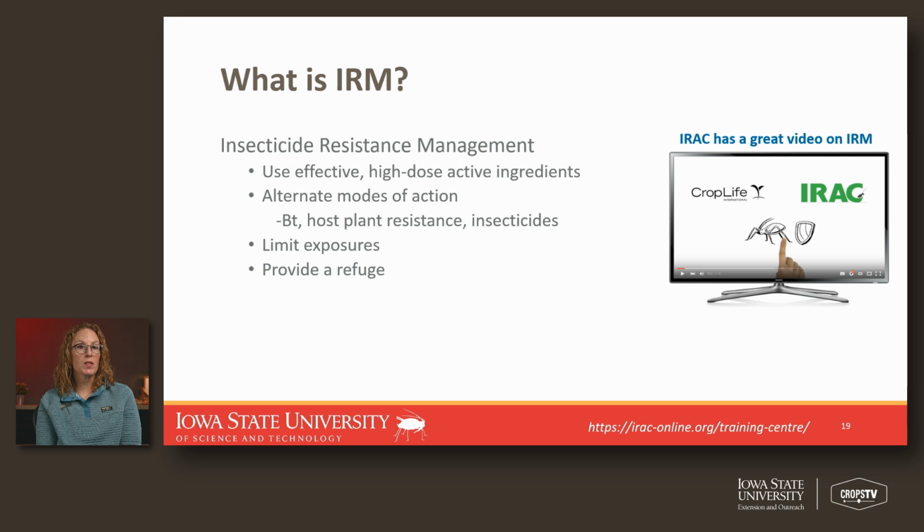For some crops, you might have alternate modes of action. Say for corn, you have different types of Bt proteins. In alfalfa, you have host plant resistance. And for most of the crops, you would have a variety of insecticide group numbers to choose from. So, my recommendation is to alternate with all the tools that you have in your toolbox, as long as you think that they are effective tools.